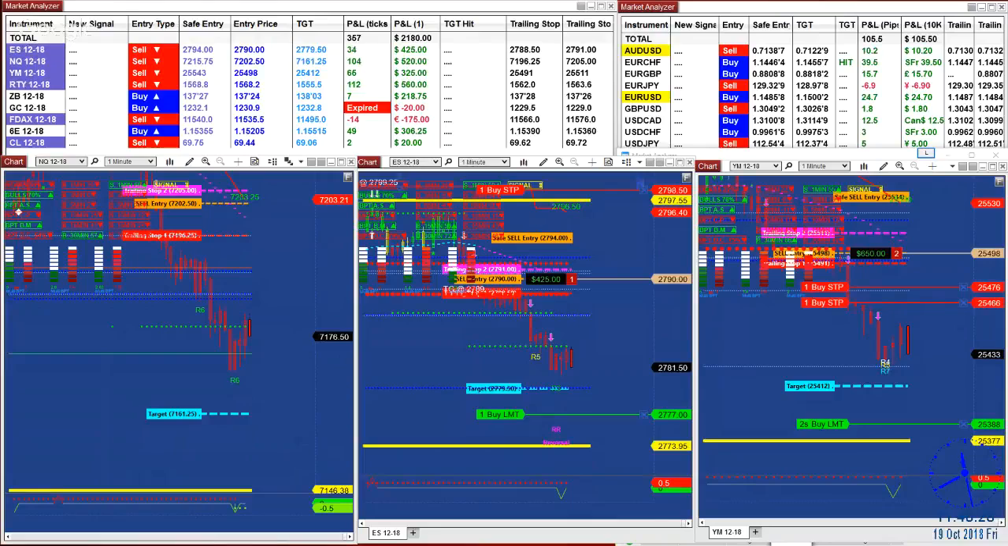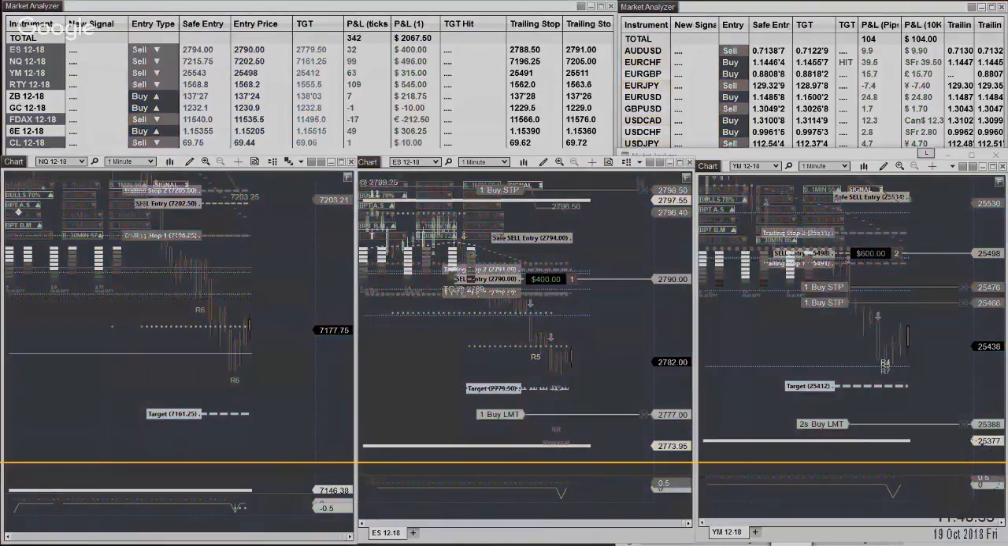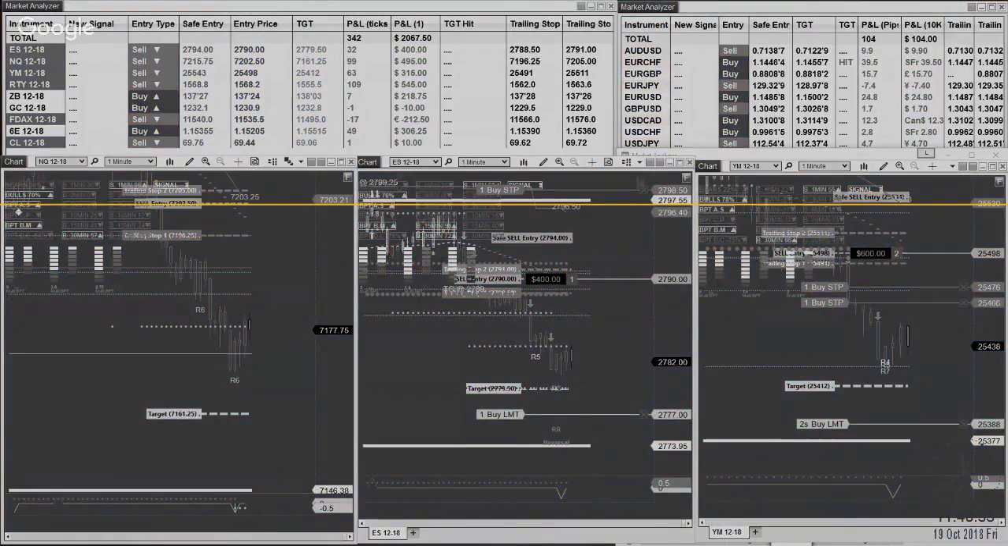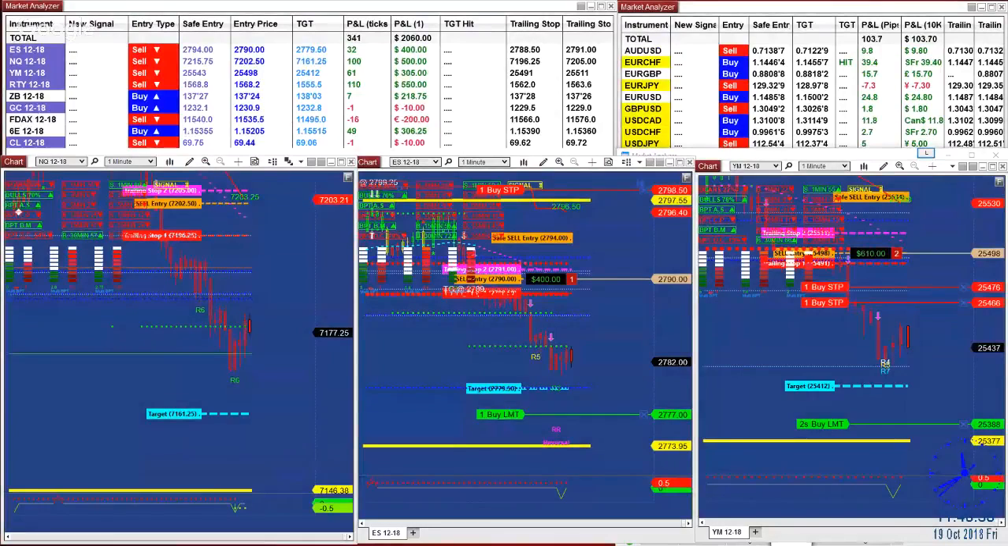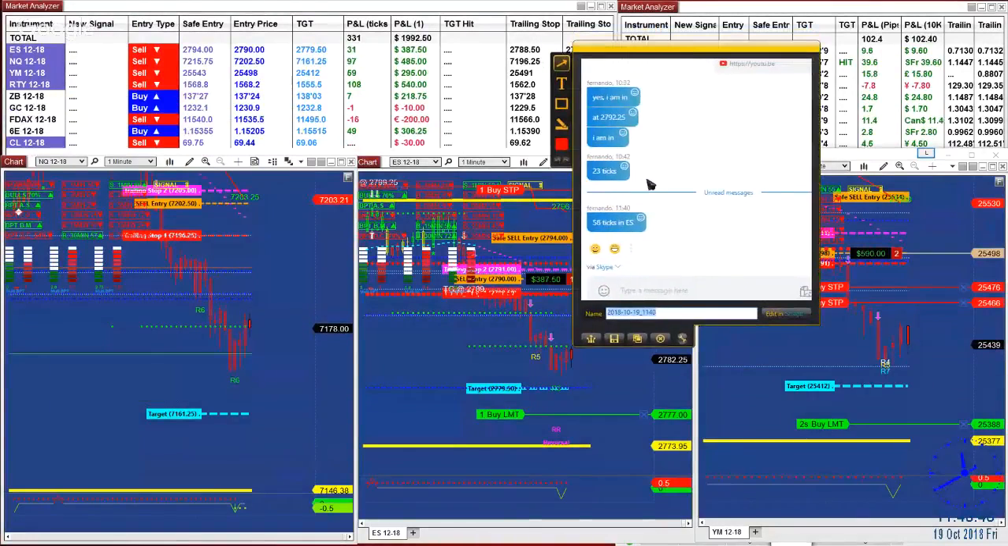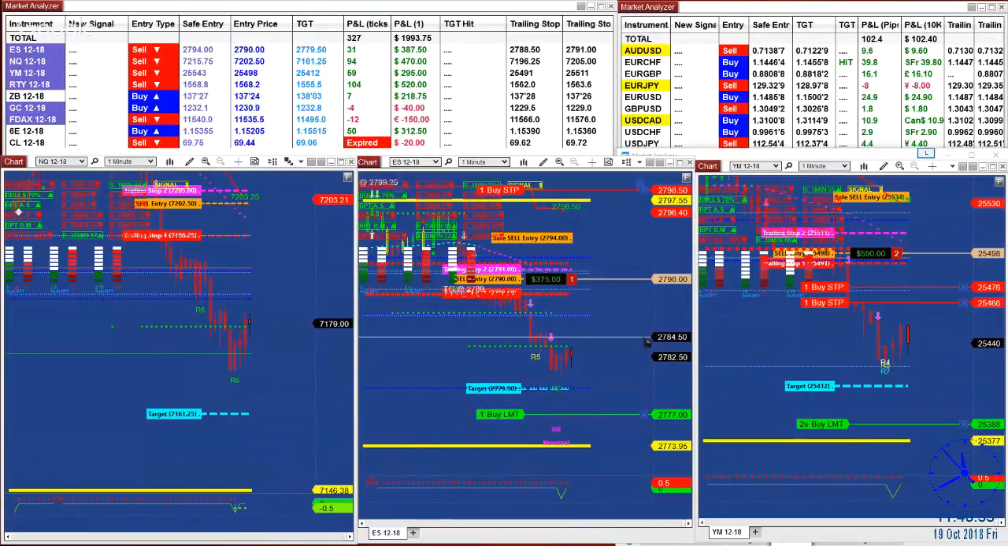Fernando, 58 ticks. Okay. ES. And you did 23 ticks earlier, or is this total 58 ticks, or is it on that trade only?